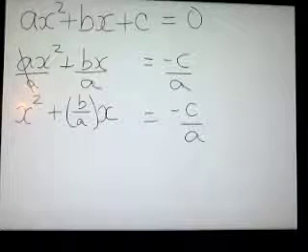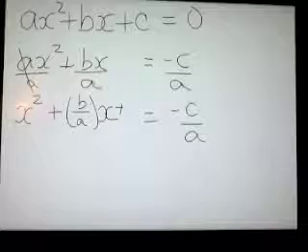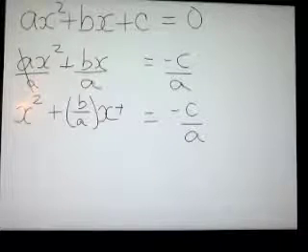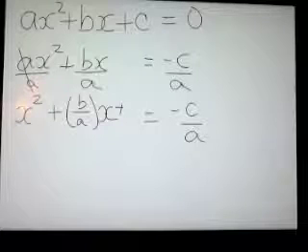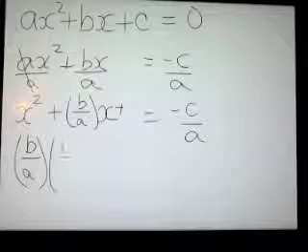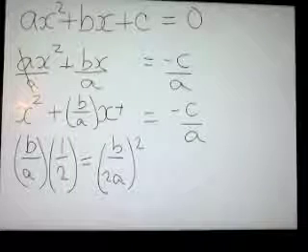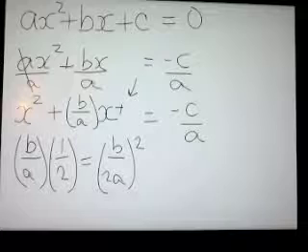Now, what we need to do is have a number right here. Remember, what we have to do is take that b over a, divide it by 2, and square it. And remember, dividing by 2 is the same exact thing as multiplying by 1/2. So we're going to do b over a times 1/2, and that's b over 2a, and then we have to square. That's what's going to go right there.